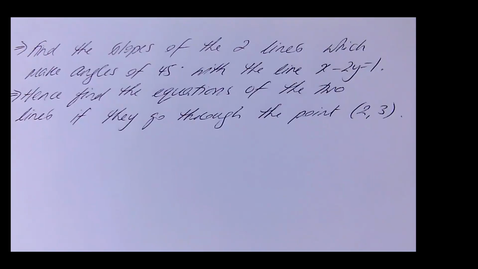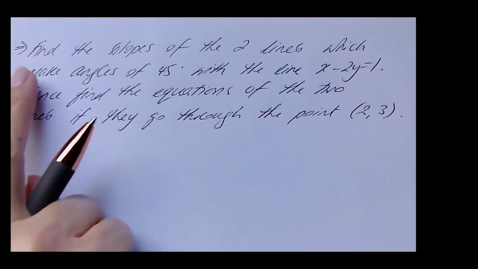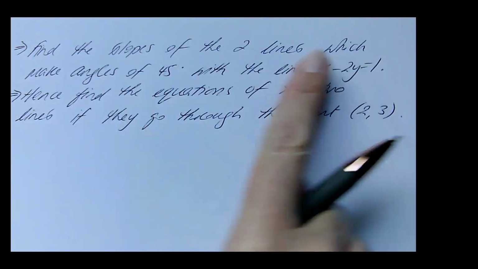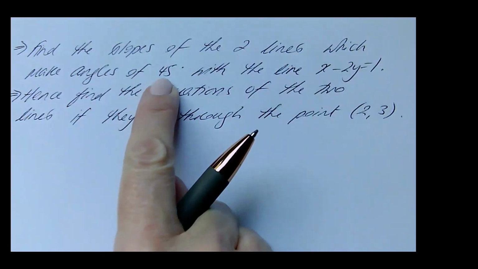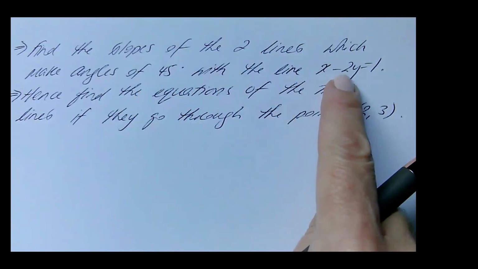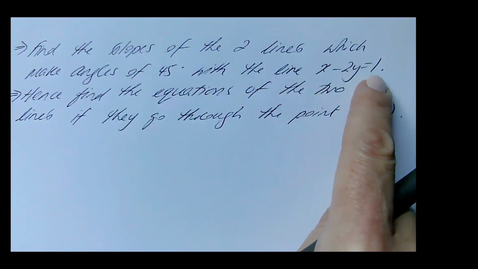Okay, there's 2 parts to this question. So let's have a look at the first part first. Find slopes of the two lines which make angles of 45 degrees with the line x minus 2y equals 1.